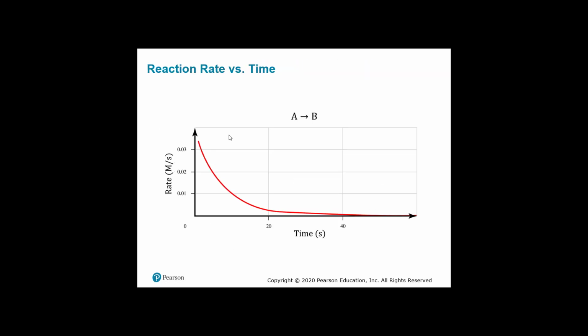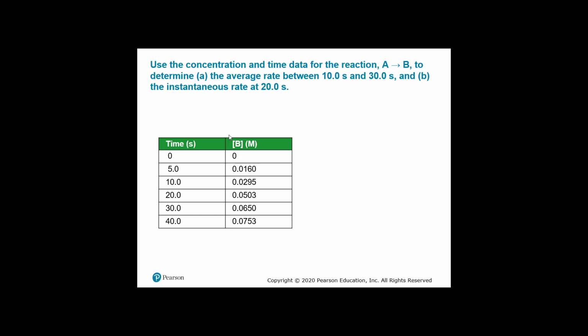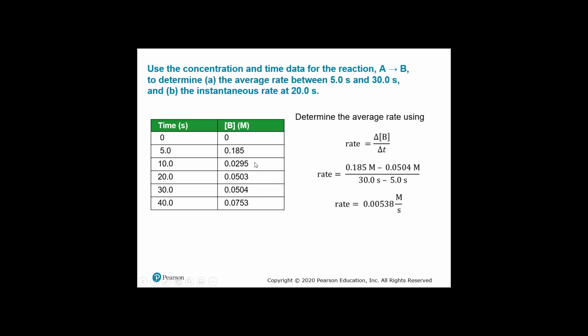This is a reactant. Okay, so use the concentration and time data for the reaction of AB to determine the average rate of A between 10 seconds and 30 seconds. I messed that up. That should say 5 seconds here, and these numbers are not going to look right. So let's just pretend this slide doesn't exist, and jump right over here. The times are different. I didn't catch that until later, and I forgot to change the other slide. So the average rate between 5 seconds and 30 seconds.